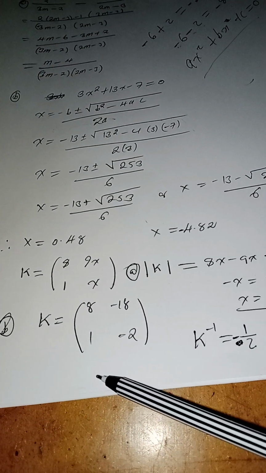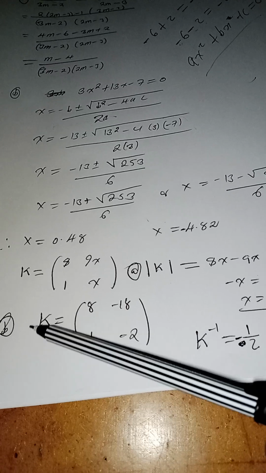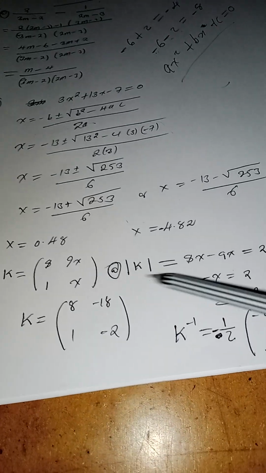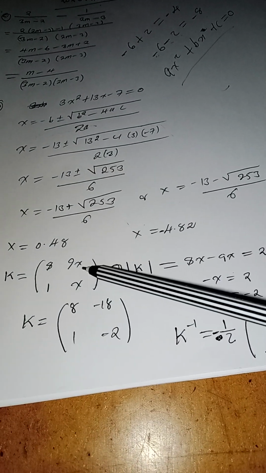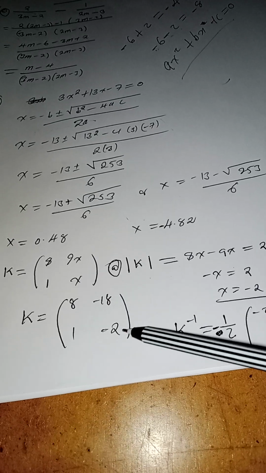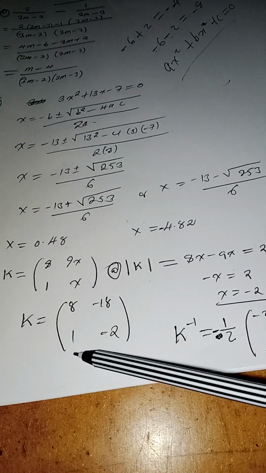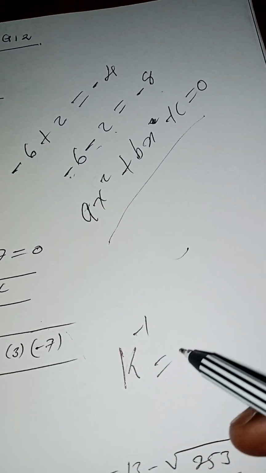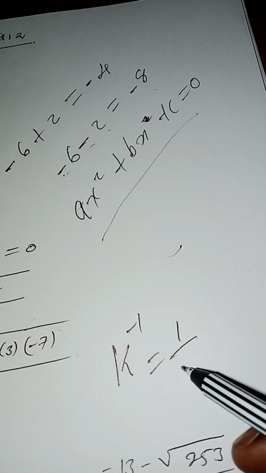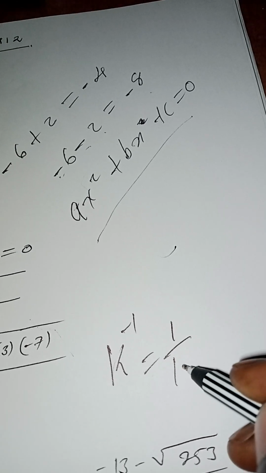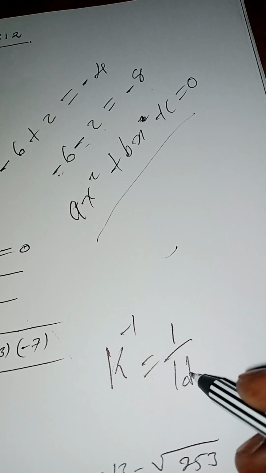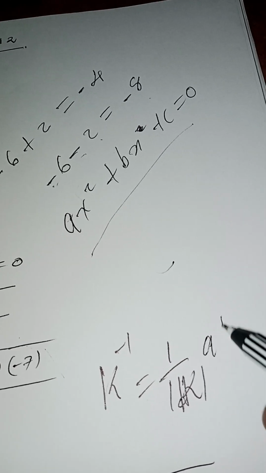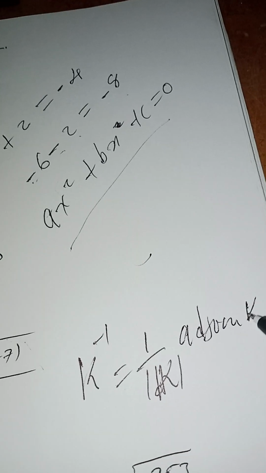Now, they were saying also part B, find the inverse. So now we know that our matrix K will be this, because where x is, it is negative 2, that's what we found. Then we have 9 times negative 2, that's negative 18. This is it. So now finding the inverse, the formula is K inverse will be equal to 1 over the determinant, and what is the determinant? So meaning you find the determinant of K, and then we're going to say times the adjoint of matrix K.